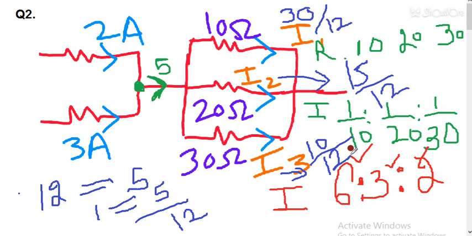Students, to verify the answer we can check the voltage drop. The voltage drop across this resistance will be the same as across this resistance, because these three are in parallel. So 10 into 30 by 12 is 300 by 12. 20 into 15 by 12 is 300 by 12. 30 into 10 by 12 is 300 by 12. So 300 by 12 volts is across each resistance.